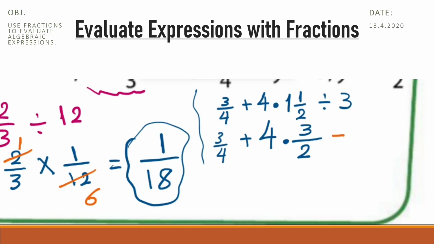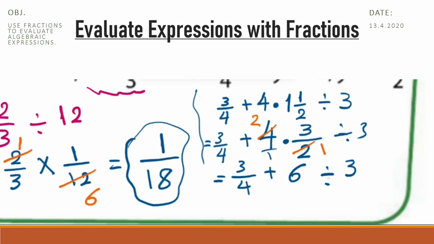Divided by 3. Now multiply 3/4 plus, this is 4 over 1. So we can simplify here. 4 divided by 2 is 2, 2 divided by 2 is 1. And 2 multiplied by 3 is 6. So this 6 is 4 multiplied by 3 over 2. Divided by 3, we have here left 3.